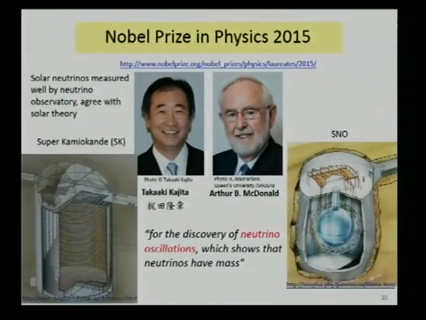Just a side remark, the 2015 Nobel Prize in Physics was awarded to these 2 physicists, Kajita and McDonald. They built huge neutrino detectors, one in Japan and one in Canada. And these you can now think of as neutrino telescopes because they are measuring neutrinos from the sun.